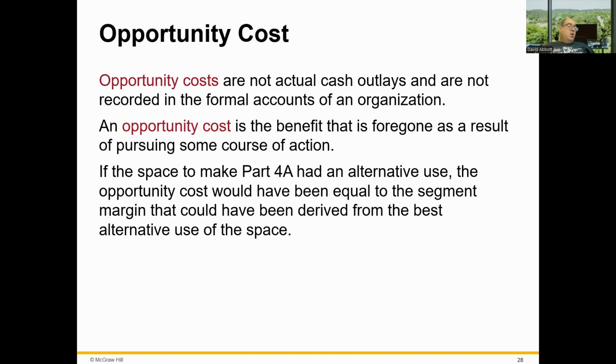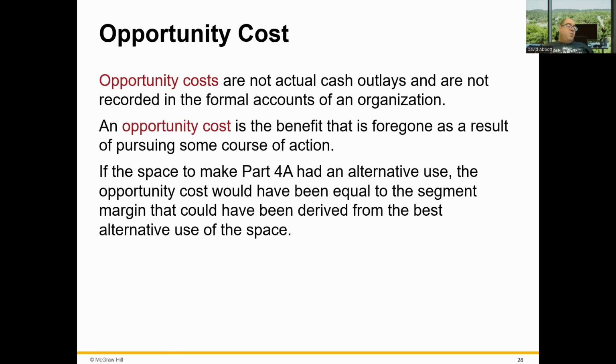Now, opportunity costs are not recorded in the organization's general ledger because they don't represent actual dollar outlays. Rather, they represent economic benefits that are foregone as a result of pursuing some course of action. In the Essex Company example we just completed, if the space that's now used to produce part 4A would otherwise be idle, then the company should continue to make their own parts and the supplier's offer should be rejected. Idle space has no alternative use, so it has an opportunity cost of 0.